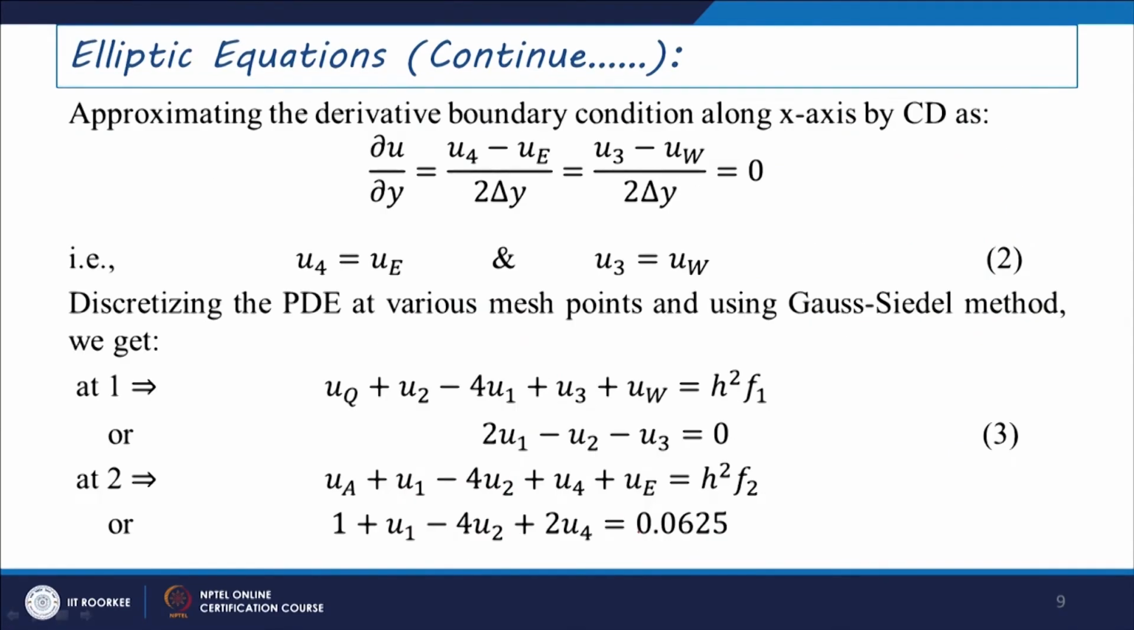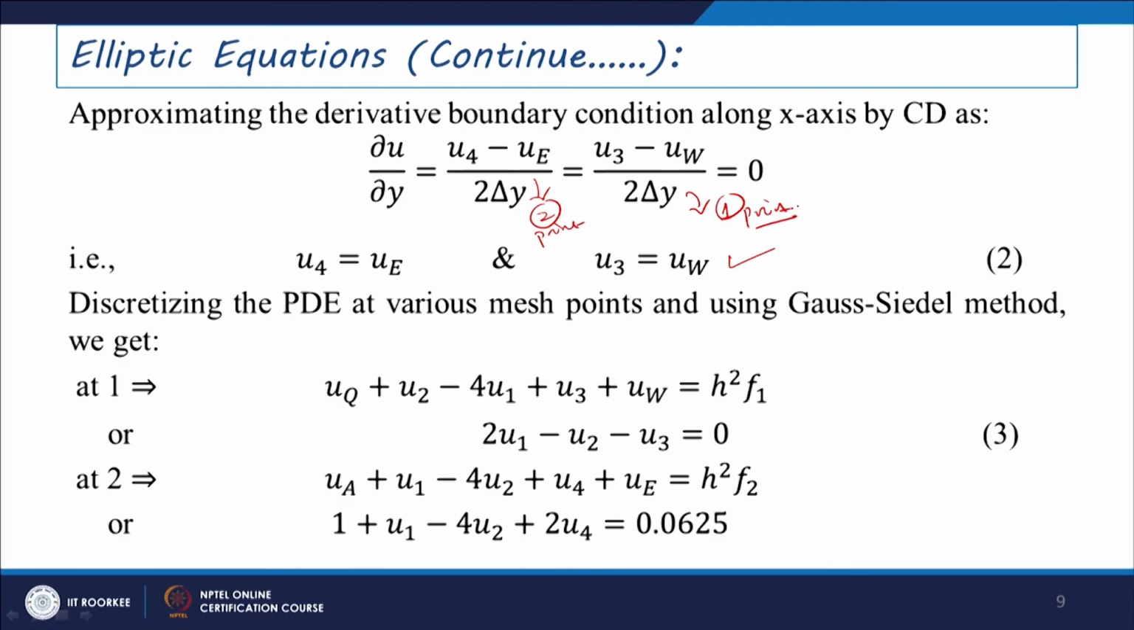So, del u by del y can be written in the form of u4 minus ue by 2 del y. This can also be written as u3 minus uw by 2 del y at the point. This is the value at point 2 and this is the value at point 1. This equals 0 there. So, that is why u4 equals ue and u3 equals uw. This is at point 2, this is at point 1.